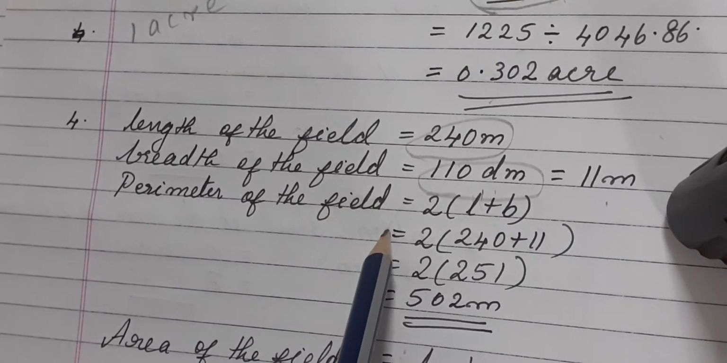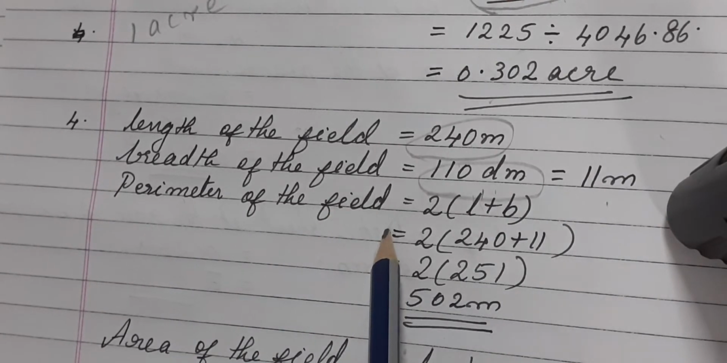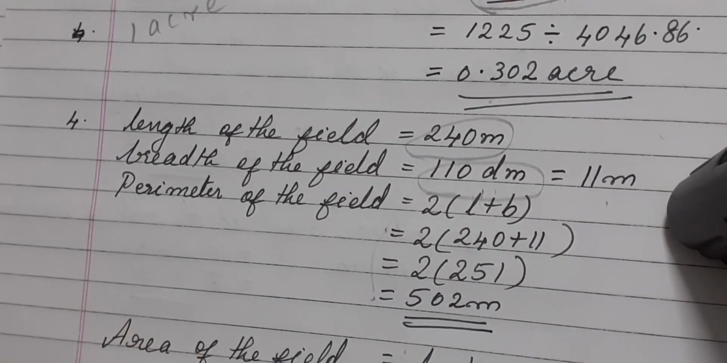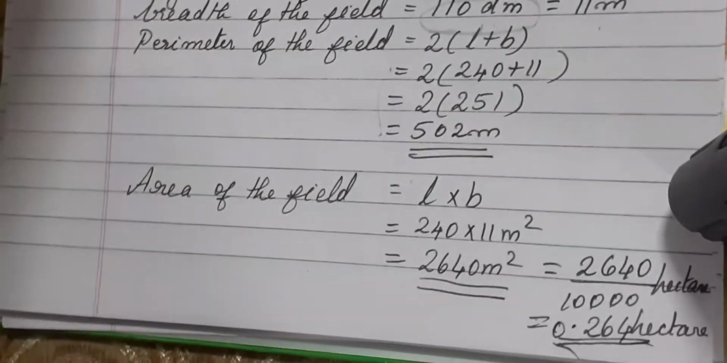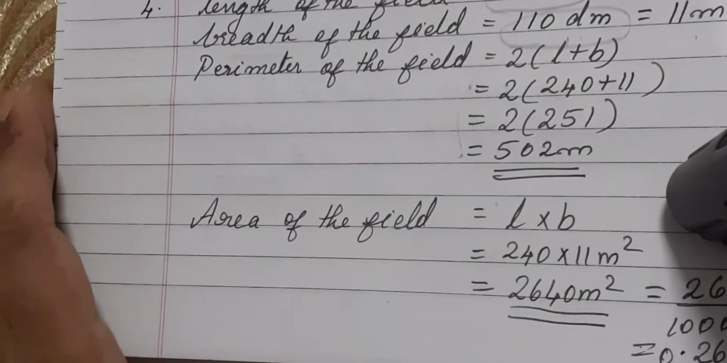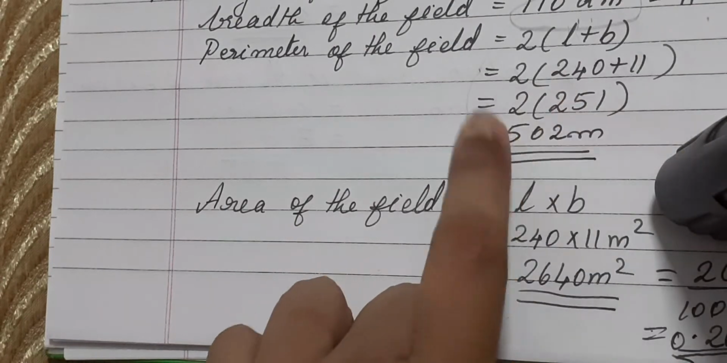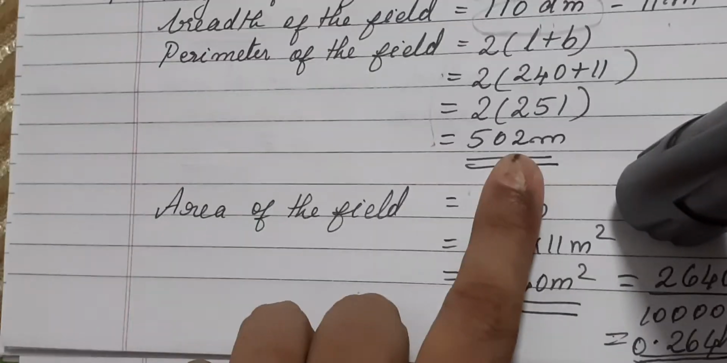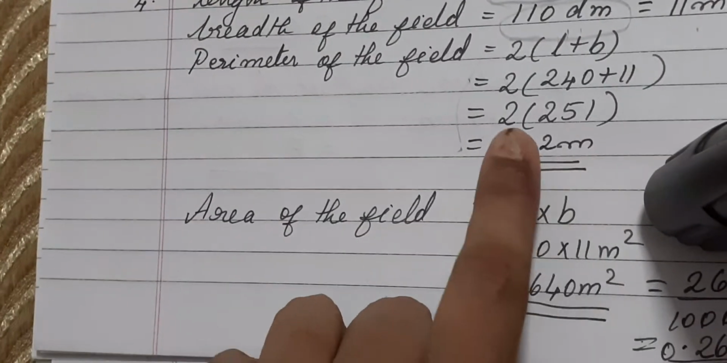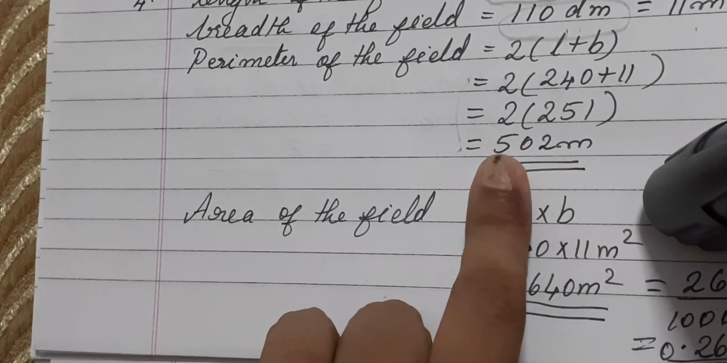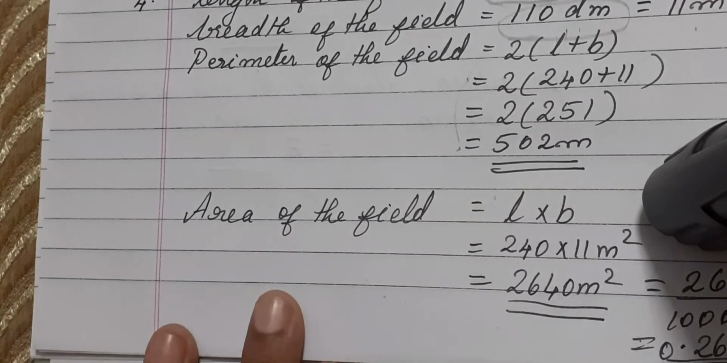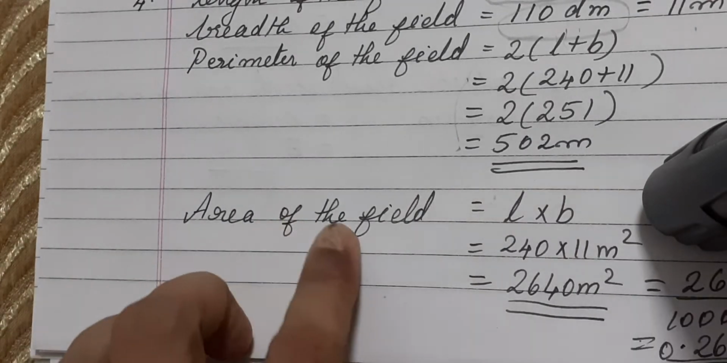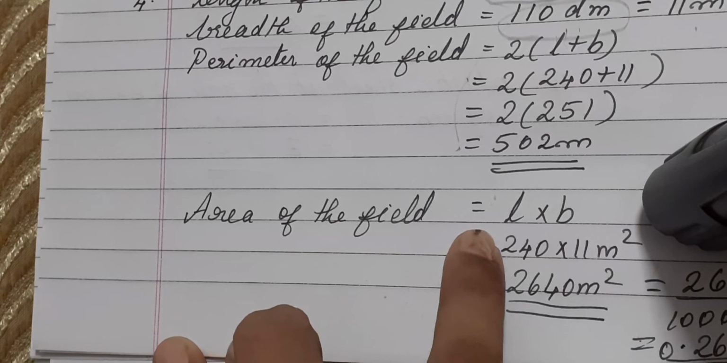Then the perimeter of the field, how can we calculate? How can we calculate the perimeter of a field? 2 into length plus breadth. So you substitute the values, you will get 2 into 240 plus 11. So you will get 2 into 251. So you will get 502 meter. Okay, perimeter you got. Let it be there. Now next what we have to find out? We have to find out the area. Area, what is the formula?